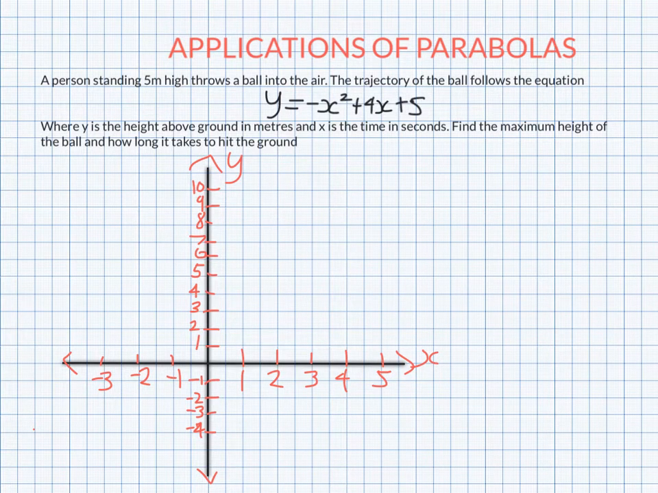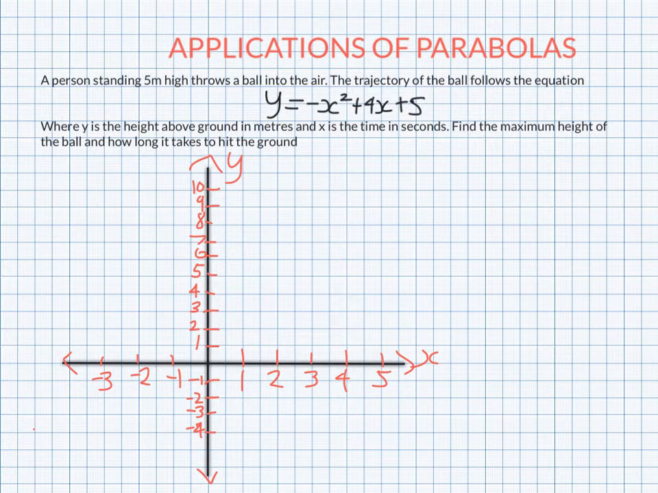Thank you so much for tuning into this video in which we go through applications of parabolas. We're going to look at applying parabolas to real world situations. So this is the example we're going to go through. A person standing 5 meters high throws a ball into the air. The trajectory of the ball follows the quadratic equation on your screen. Y represents the height of the ball above ground in meters. X is the number of seconds. And we're going to find the maximum height of the ball and how long it takes to hit the ground.